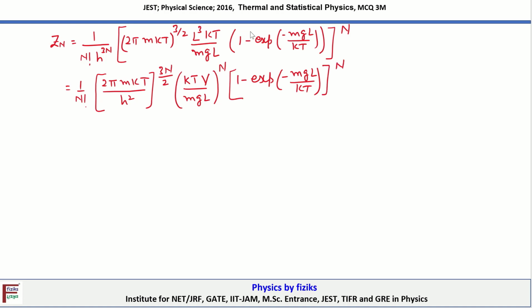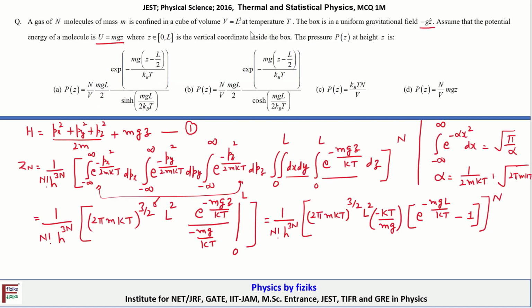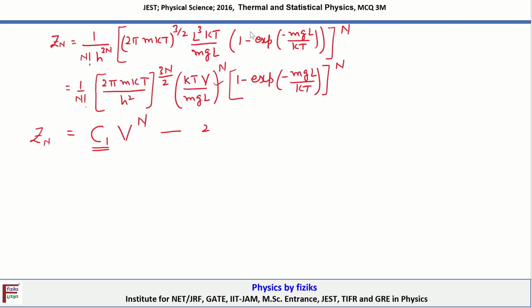So this can be further rewritten as, this is equal to some constant term c1 and then V power n. Here I have clubbed all the terms in c1, all except V power n. Okay, so I'm doing it intentionally because ultimately I'm looking for the expression for the pressure, which requires only the dependence on the V by keeping the rest of the parameters constant. Okay, so that's the partition function where c1 includes all other parameters. Let me call this equation 1, and let me call this equation 2.